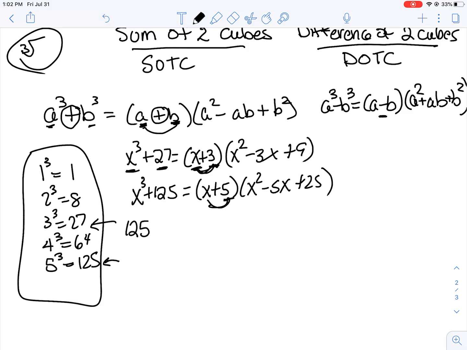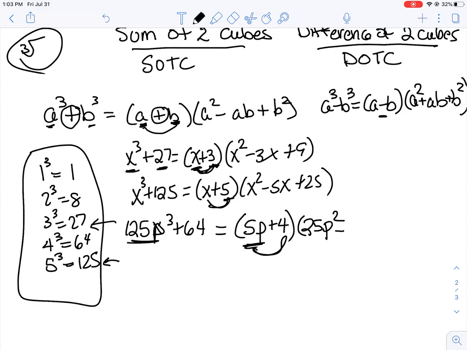Let's take a look at one that's a little bit more complicated. Let's do 125p cubed plus 64. Well, you have two parts out front. The cube root of 125 is 5, and the cube root of p cubed is p. The cube root of 64, I can see over there, is 4. Now to get this parenthesis, I have to square this. If I square 5p, I would get 25p squared. So don't forget to square the 5. To get the middle one, I times these two together. If I multiply that, that'd be 20p. And then I got to square that last number, which is 4 squared makes 16.